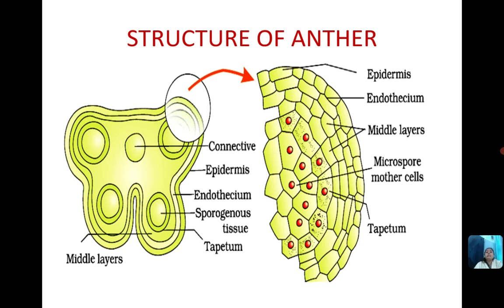So what are these 4 walls of the anther? The outermost wall of the anther is called the epidermis, and this is a continuous wall which encompasses all the 4 pollen sacs. Then we have a layer of flat cells called the endothecium. Inner to it, we have 3 to 5 cellular layers of middle layers. And the innermost wall comprises what is known as the tapetum. Now this tapetum individually surrounds the 4 microsporangia.